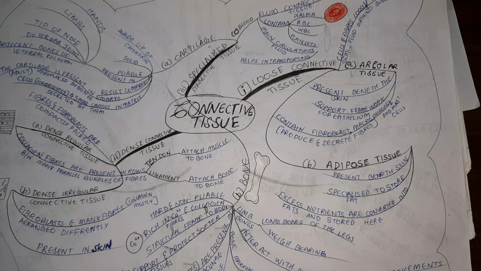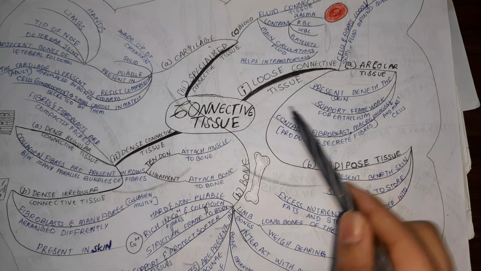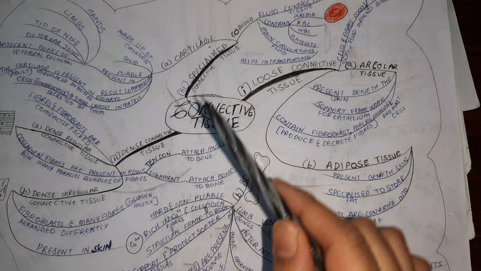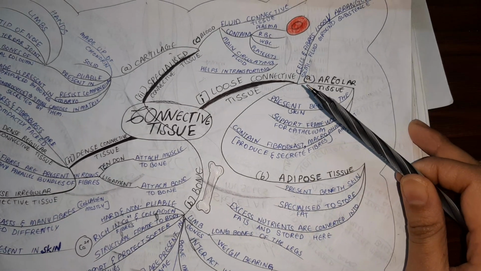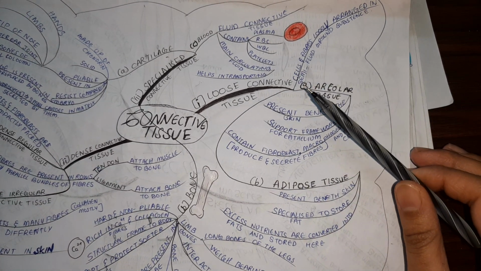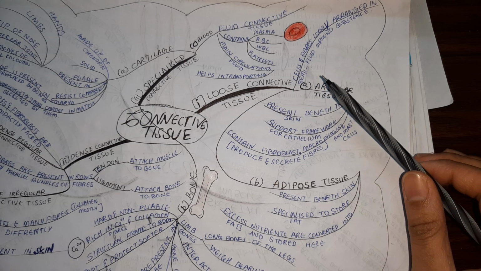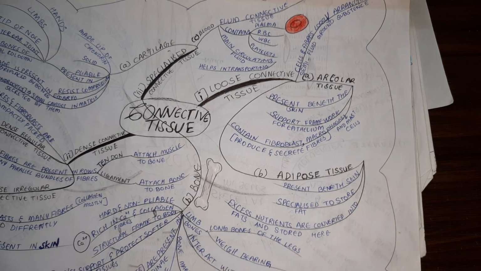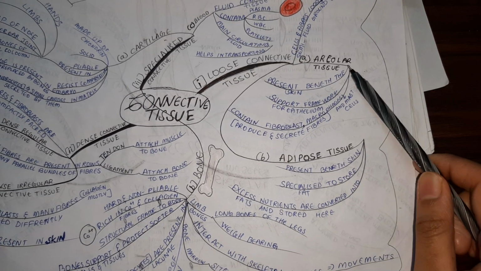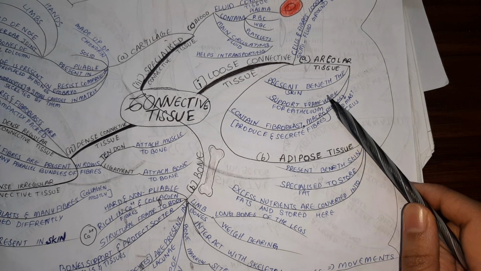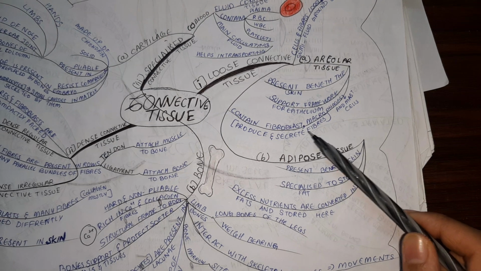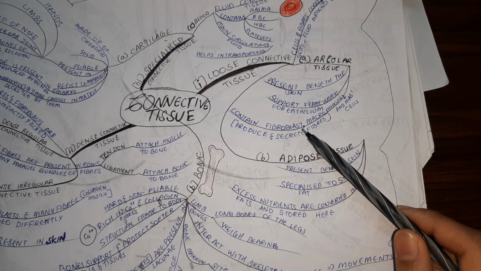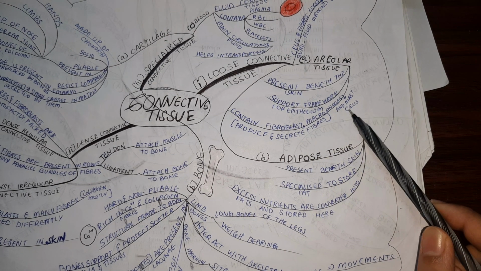Let's revise it once again. We have three kinds of connective tissue: loose connective tissue, dense connective tissue, and specialized connective tissue. Loose connective tissue has cells and fibers that are loosely arranged in the semi-fluid ground substance. They can be areolar tissue and adipose tissue. Areolar tissue is present beneath the skin, and it supports epithelium, and it contains various cells such as fibroblasts, macrophages, and mast cells.